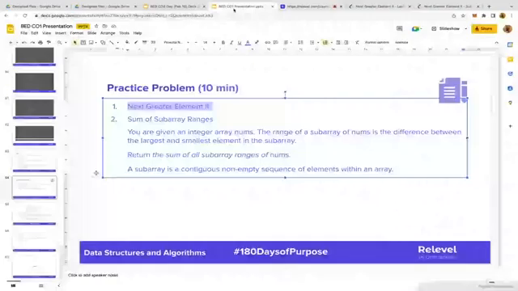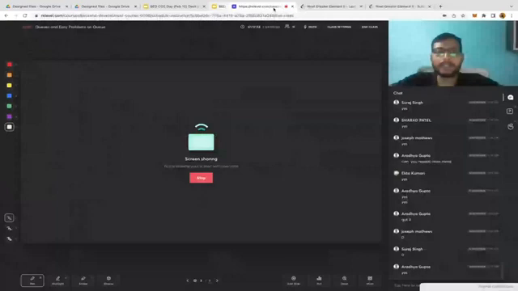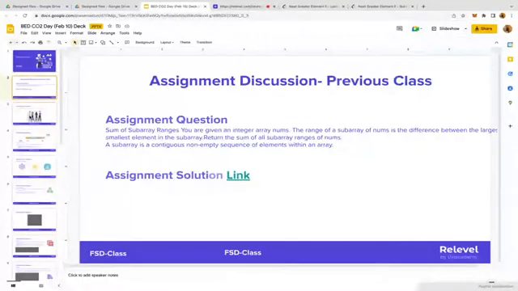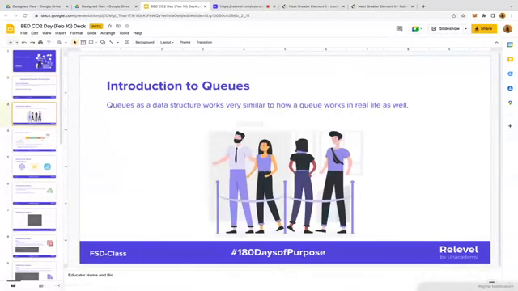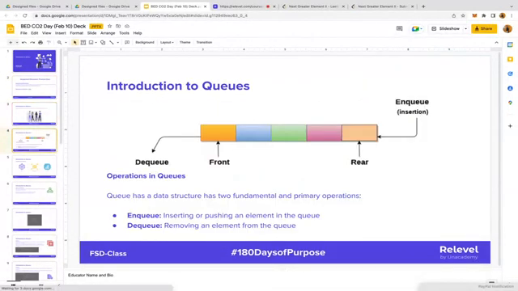Let me see in the slide if I'm missing anything. This one we have already completed, so we can close it. We've already discussed the assignment questions, the introduction of queues, and the operations: dequeue, front, rear, enqueue.